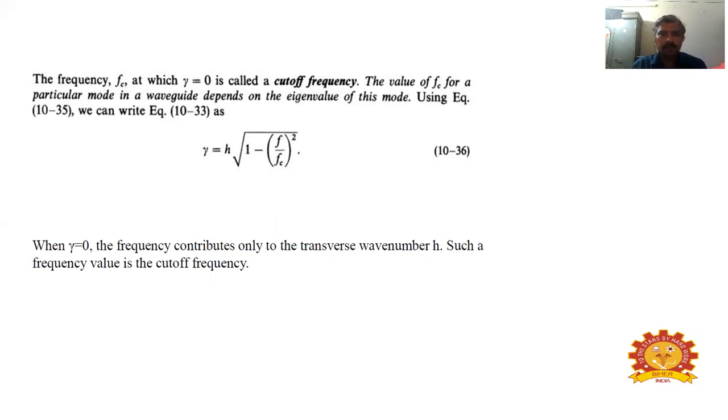The value of f c for a particular mode in a waveguide depends on the eigenvalue of this mode. Using these equations, we can write that gamma is equal to h into root of 1 minus f by f c, the whole squared, that is frequency divided by cutoff frequency. Then, when gamma is equal to zero, the frequency contributes only to the transverse wave number h. Such a frequency value is the cutoff frequency. That is, when gamma is equal to zero, the corresponding frequency is the cutoff frequency.